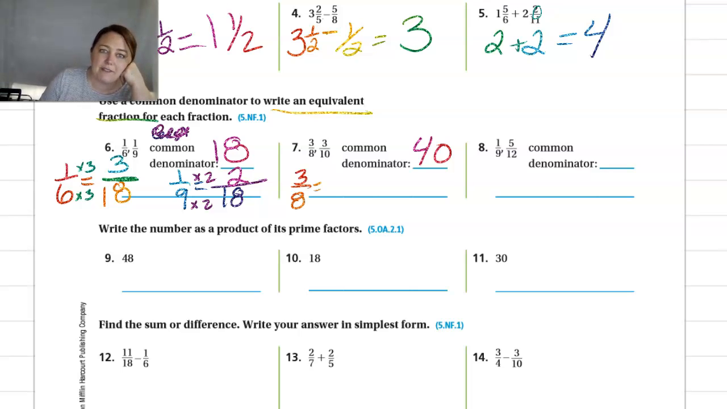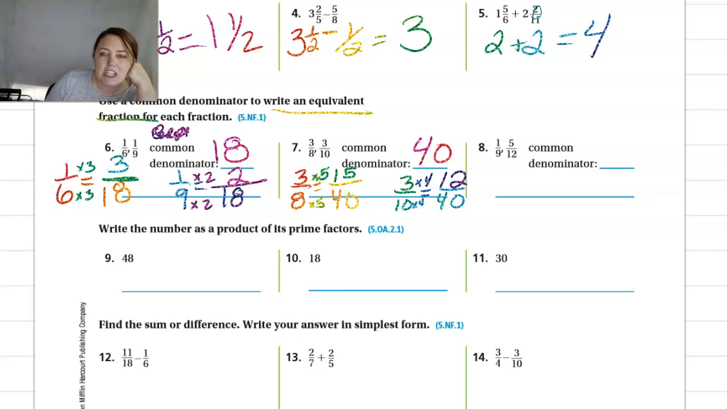3/8, if it becomes 40, 8 times 5 is 40. 3 times 5 is 15. If I have 3/10 and it becomes 40, 10 times 4 is 40. 3 times 4 is 12. Those are my equivalent fractions.